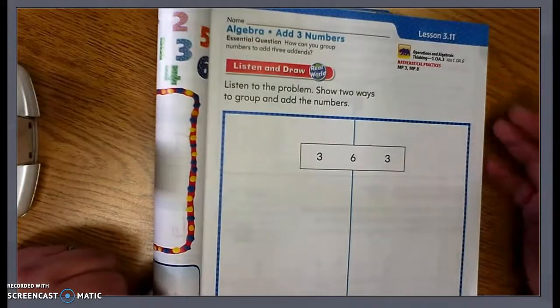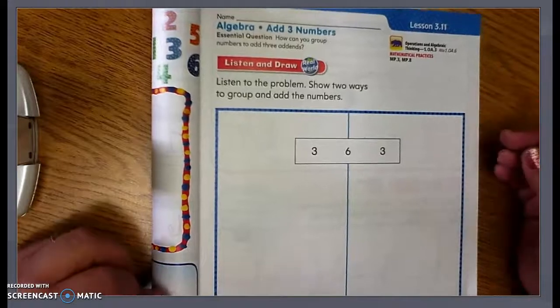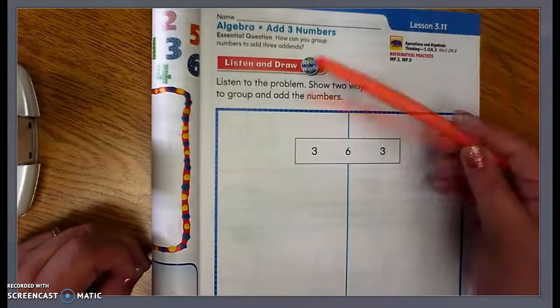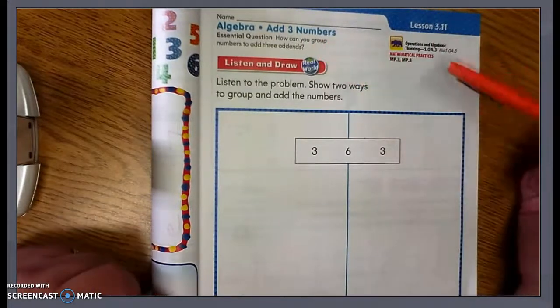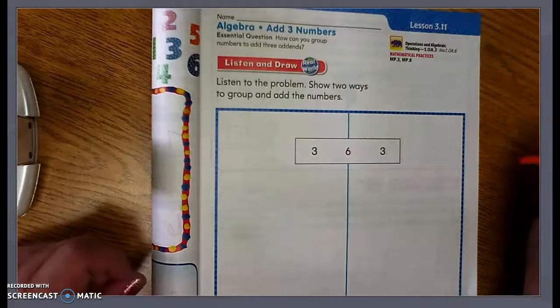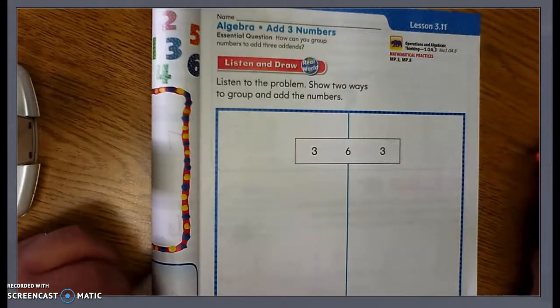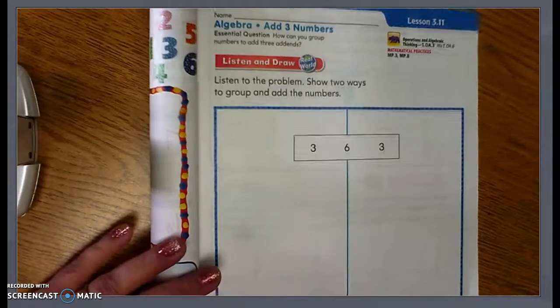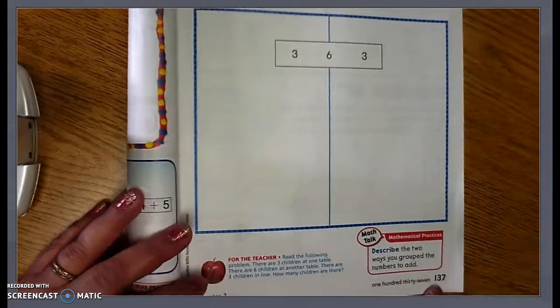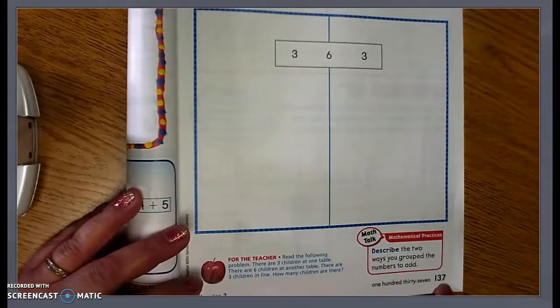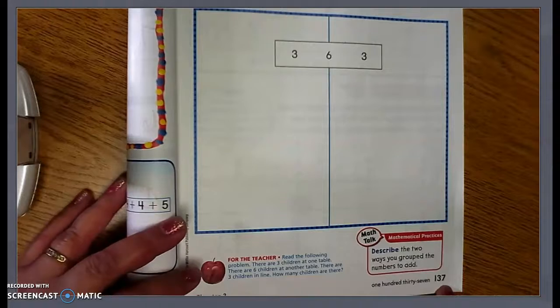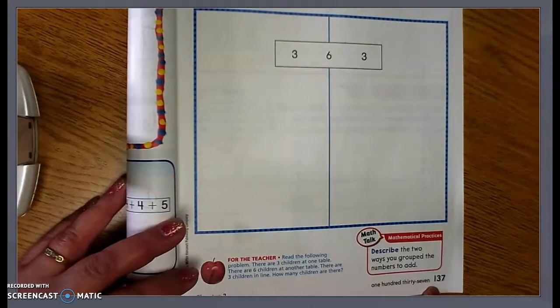So we are on lesson 3.11, and this is adding three numbers. So the essential question is how can you group numbers to add three addends? So you can find this lesson on page 137. Page 137. So if you need to pause the video so that you can find this page, please pause it now.